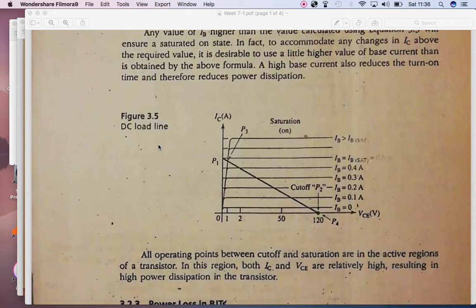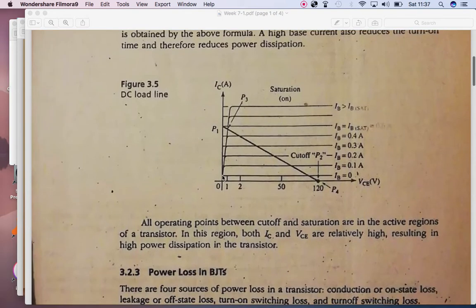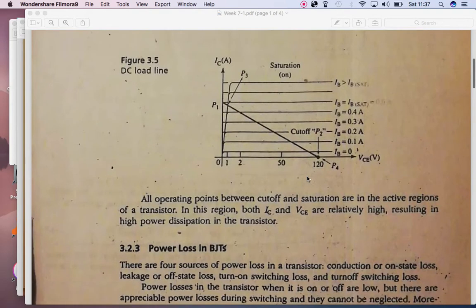We also have to understand these characteristics of the power BJT, where we have the output current on the y-axis, the output voltage on the x-axis, and then we have a load line which is defining the operation of the power BJT over here.